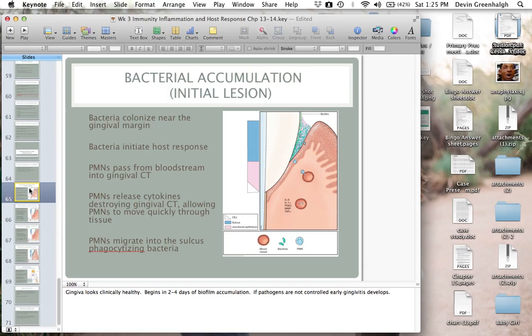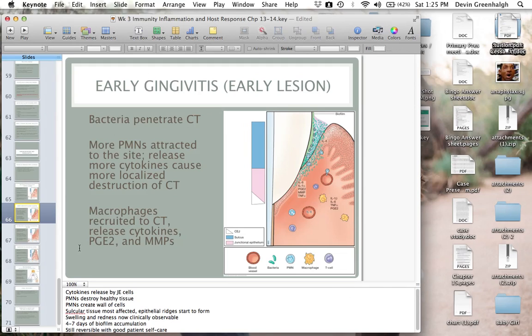In the initial lesion, gingiva still looks healthy. It begins in 2 to 4 days of biofilm accumulation. If pathogens are not controlled, the next step would be early gingivitis, which we're going to talk about now. Early gingivitis, which is the early lesion.